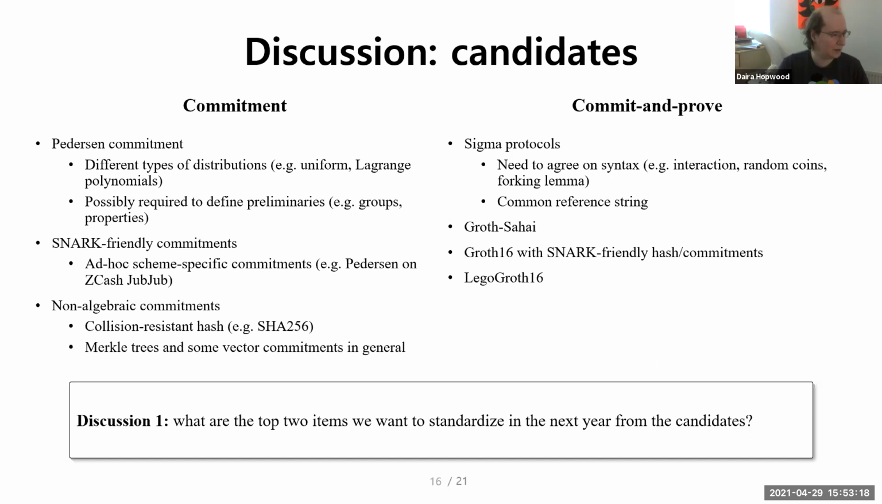Let's see. So do we think that non-algebraic hashes like SHA-256, is there interest in using those for commitments, or do people think they're too expensive? I guess an advantage of those is that it's a standard outside the ZKProof space, so you know that it's going to be a stable specification that you can use a long time into the future, probably.